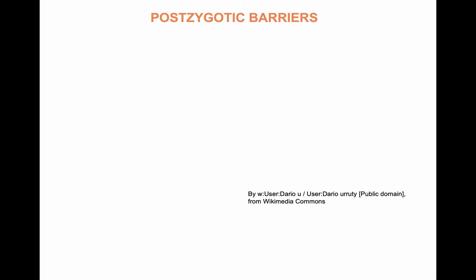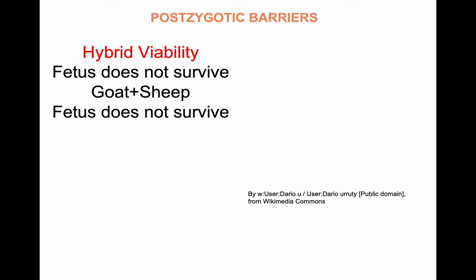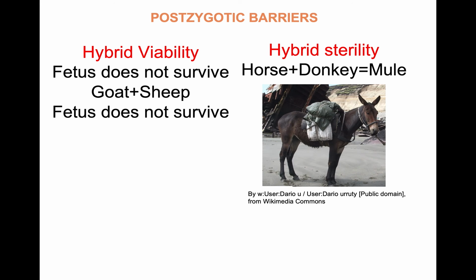There are also post-zygotic barriers. One is hybrid viability. Two organisms may be able to mate, but then their fetus does not survive. An example is mating between goat and sheep. They can mate, but they cannot produce viable offspring. Then we have hybrid sterility. That's when two organisms can mate, they can produce a viable offspring, but that offspring cannot reproduce.